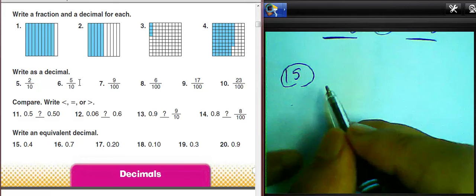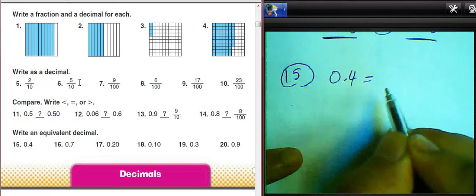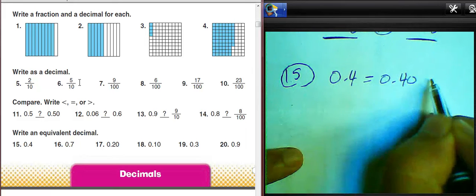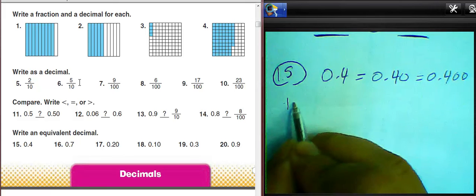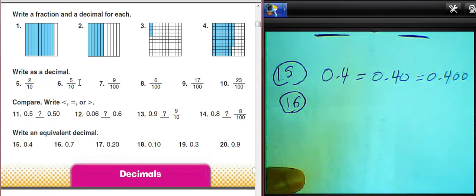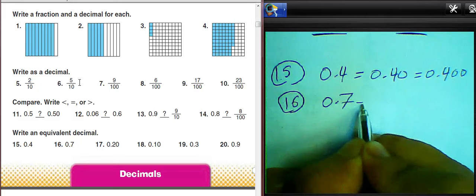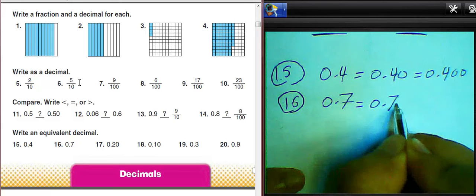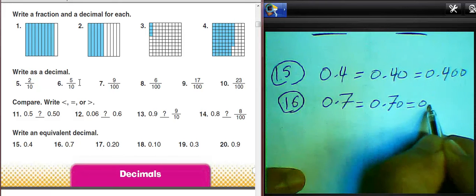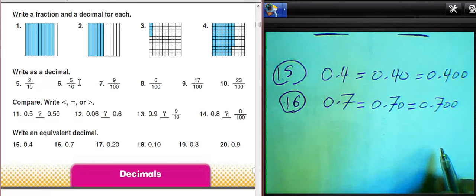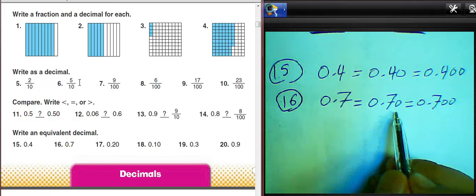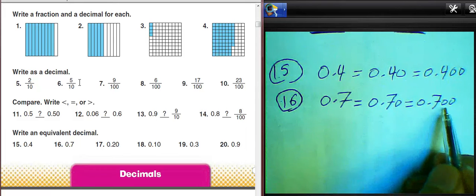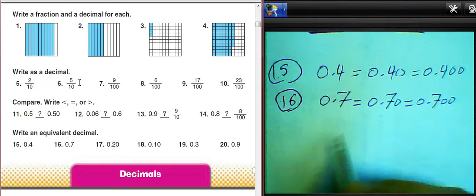Write an equivalent decimal. 0.4 equals what? Equals 0.40 equals 0.400. Okay, question 16. 0.7 equals 0.70 hundredths equals 7 tenths. Again, 7 tenths equals 70 hundredths equals 700 thousandths.